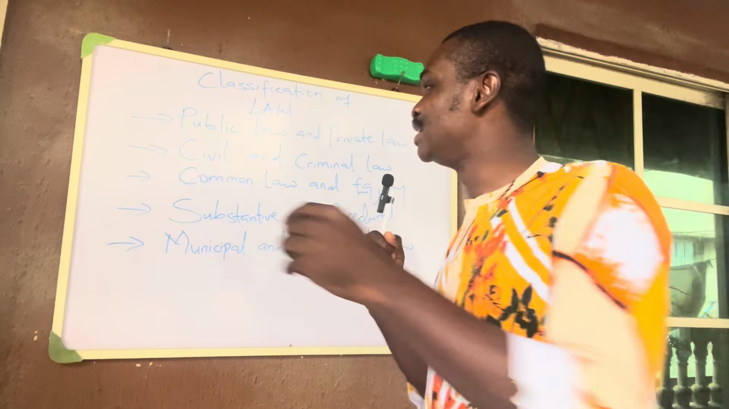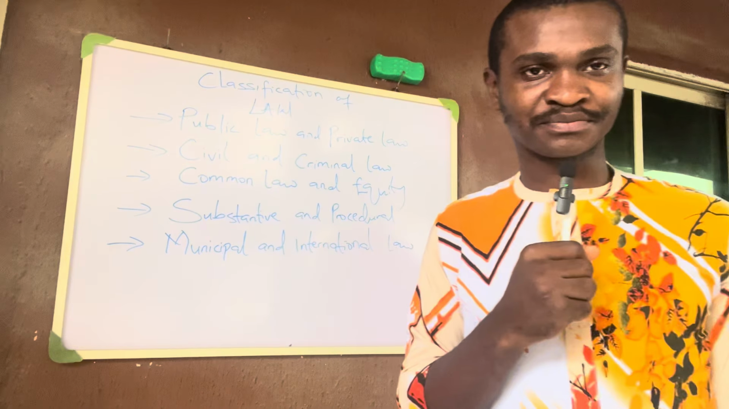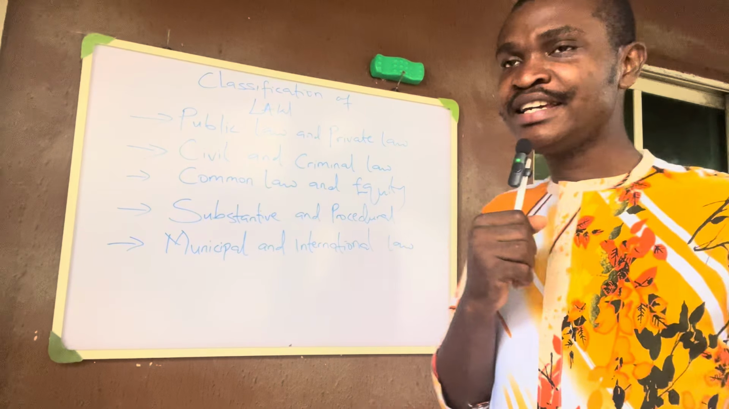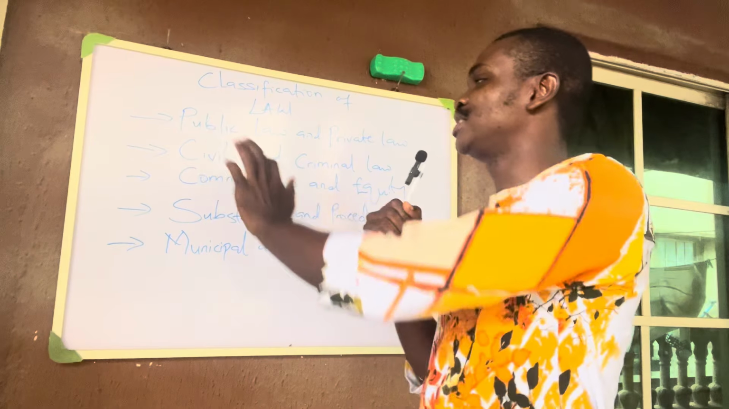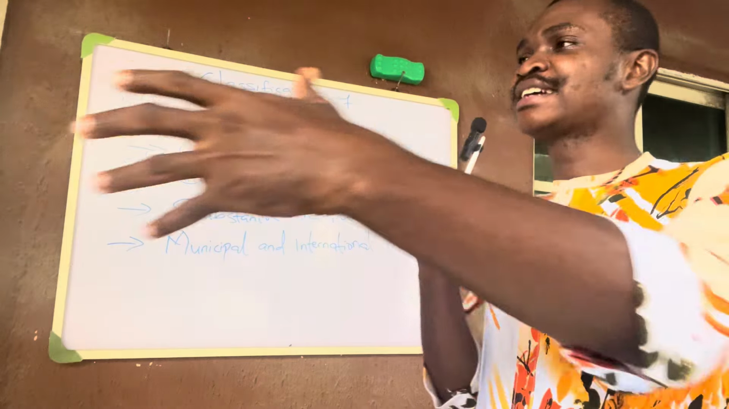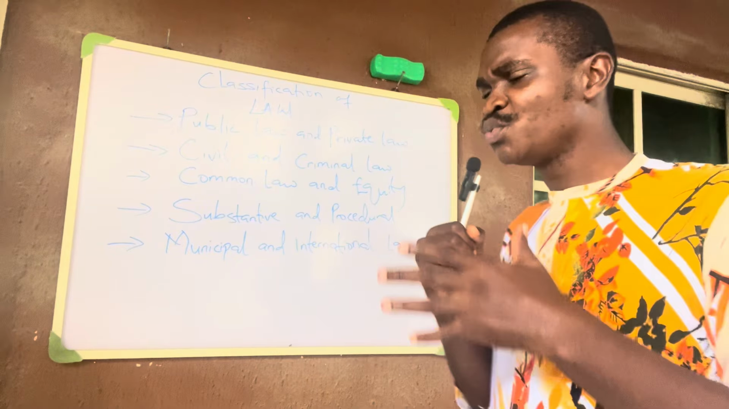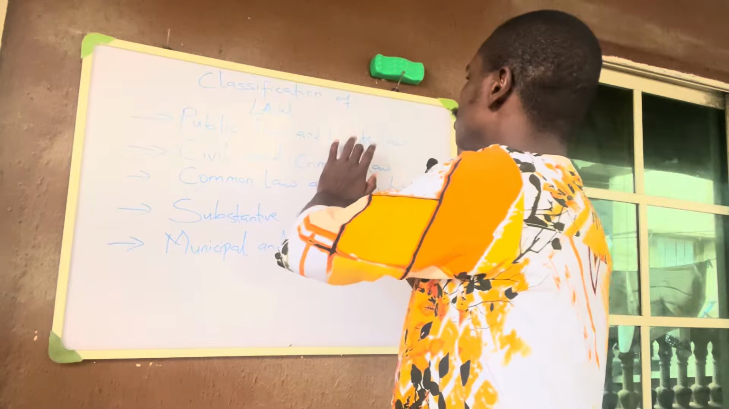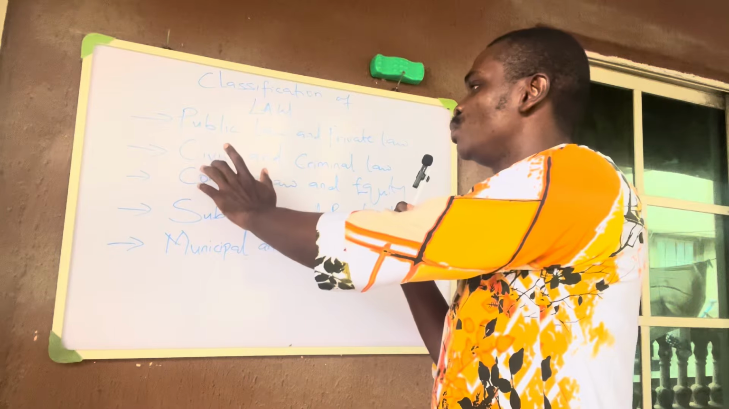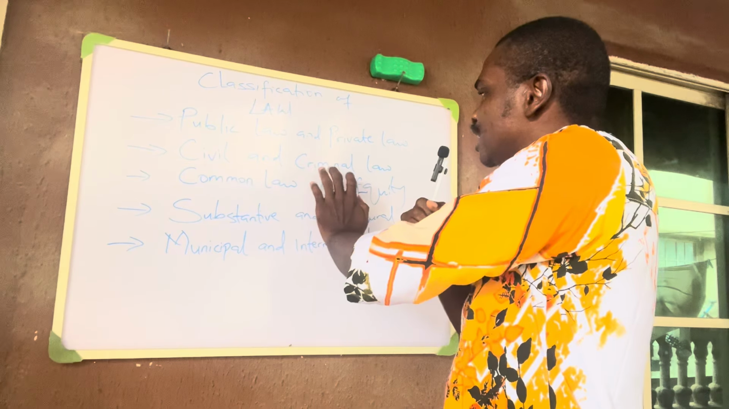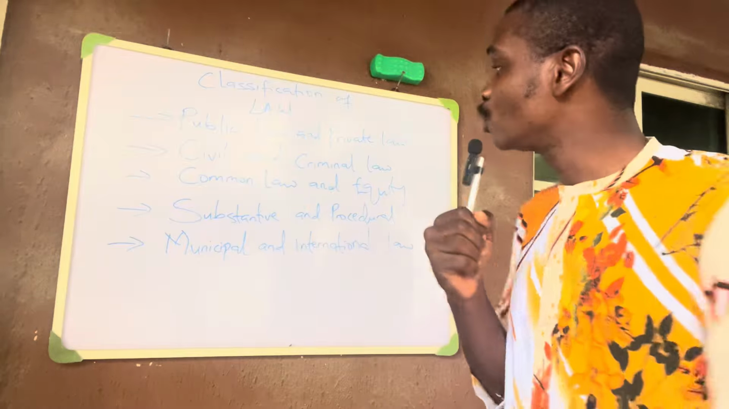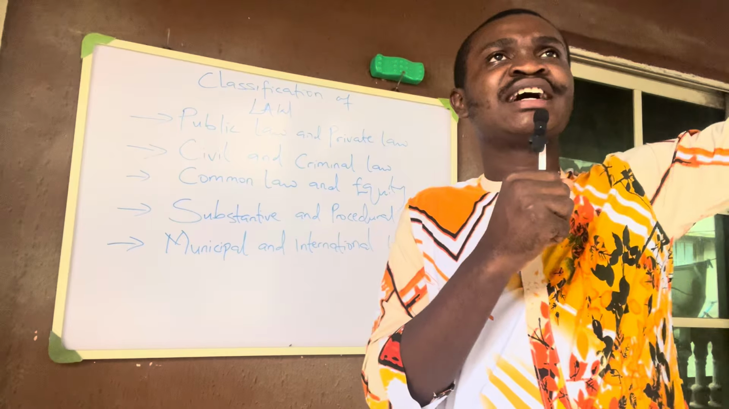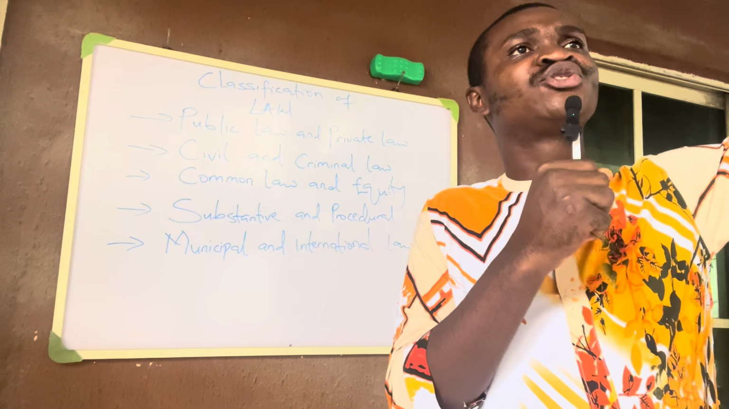Simple. Very simple. Now we have the civil and the criminal law. The civil law, these are laws just like the private law. The civil law are laws that guide the relationship between a citizen and a citizen. It has almost the same meaning with private law, but in this context, we are going to be contrasting it with the criminal law.